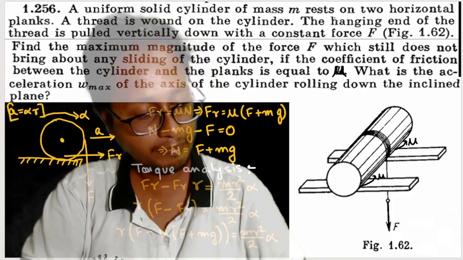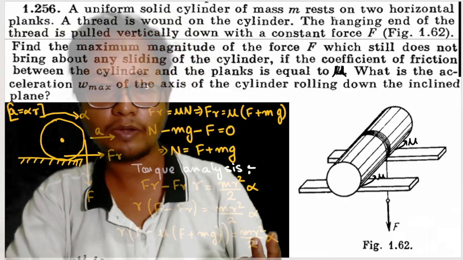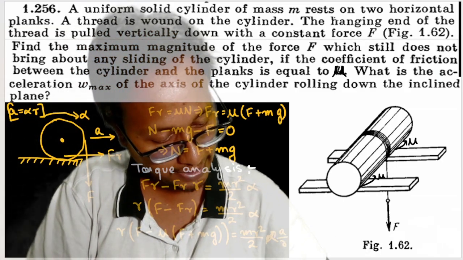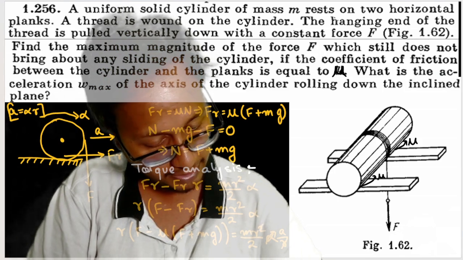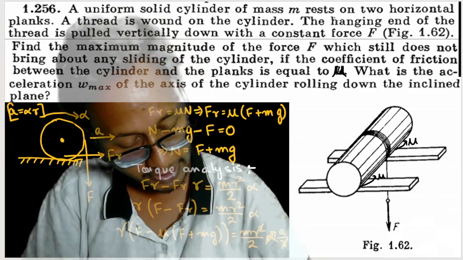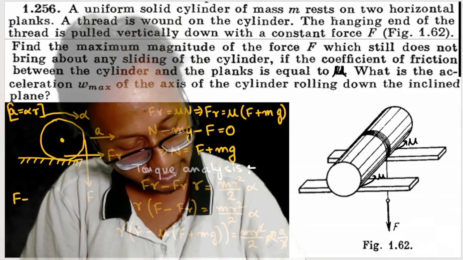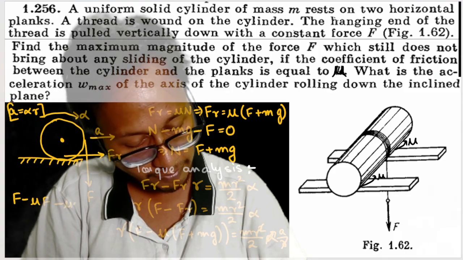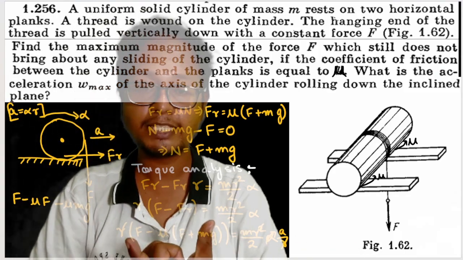So if I substitute the value of alpha out here, the value of alpha is nothing but a by r, isn't it? If I cancel out r from out here, I get my torque equation as F minus mu F minus mu mg. I just expanded this term.